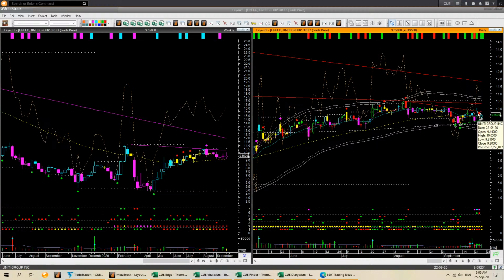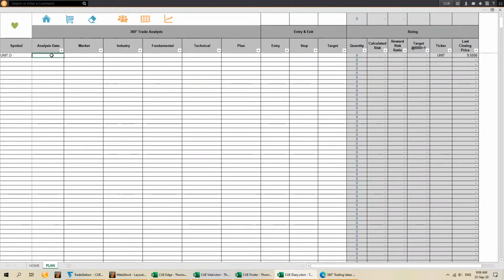So my plan date was 22nd 9. I would have planned and analyzed it on 22nd 9, and I might have filled up the market, industry, fundamental, technical. However, it didn't go up as I expected. So I didn't take the trade. I may scratch the trade, and that is when this erase button is helpful. If I want to scratch the trade from my plan, I may click the erase button. That is going to remove the trade from my plan.